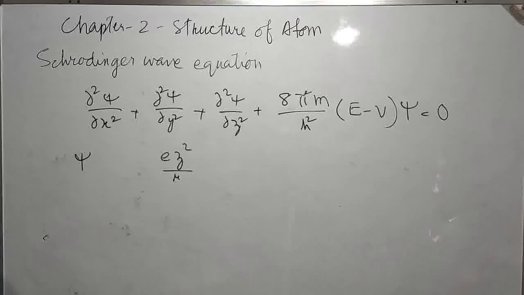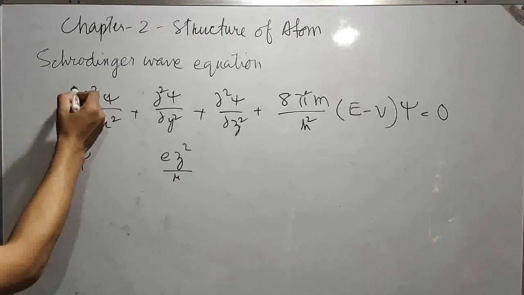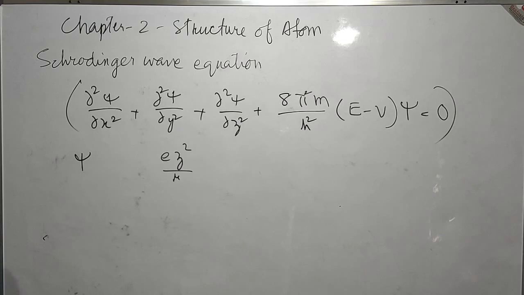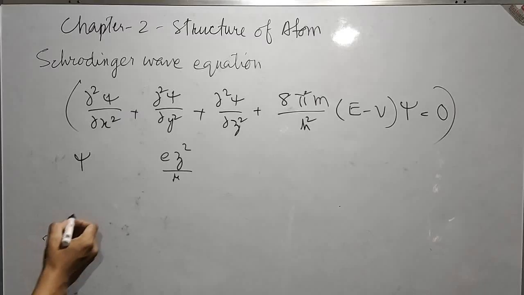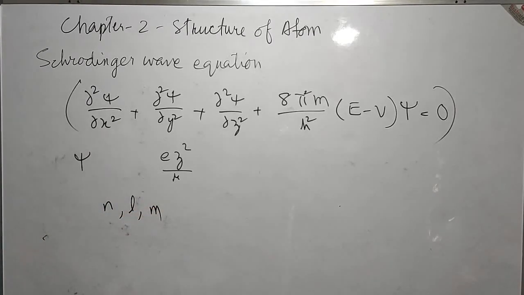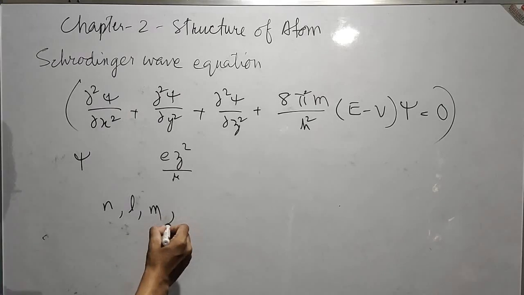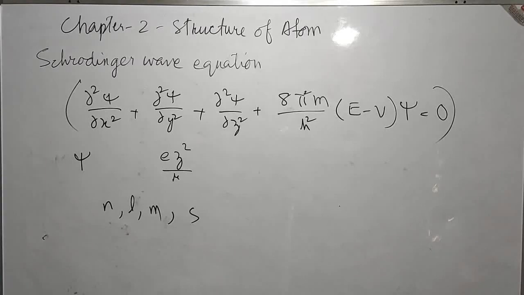Now from this particular equation, known as Schrodinger's wave equation, we can solve for psi. Since a large number of solutions are possible, in order to obtain a meaningful solution, three integers, that is n, l and m, were introduced, and these three integers are called the quantum numbers. There is another quantum number, that is s. This spin quantum number is based on another concept that was included in quantum numbers.